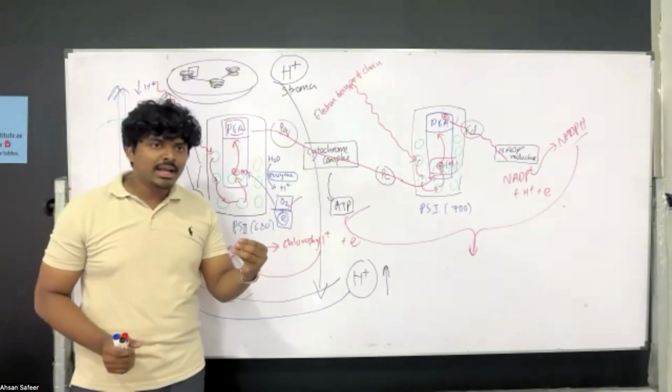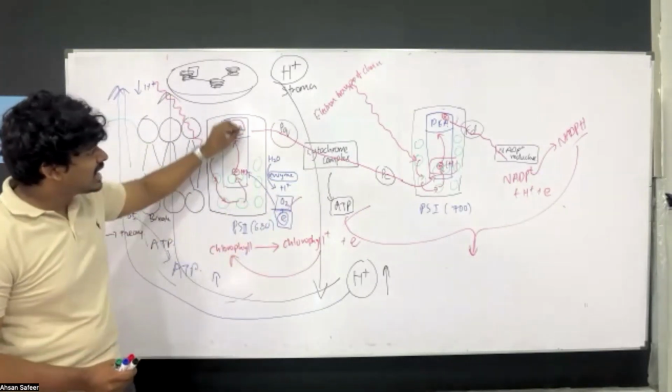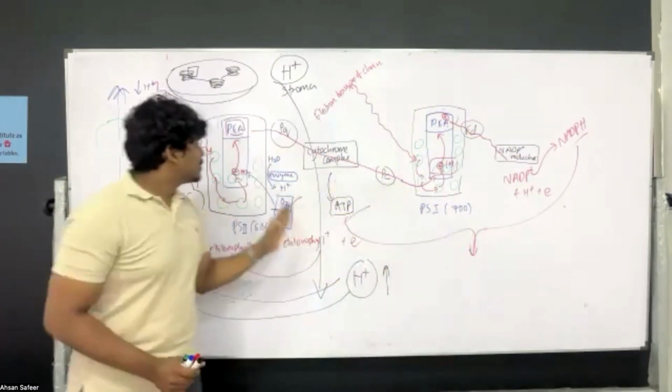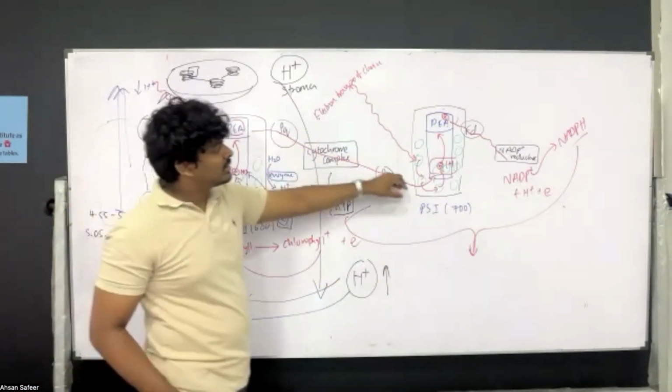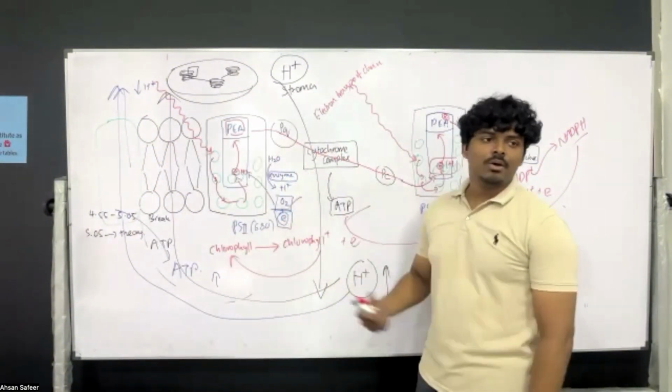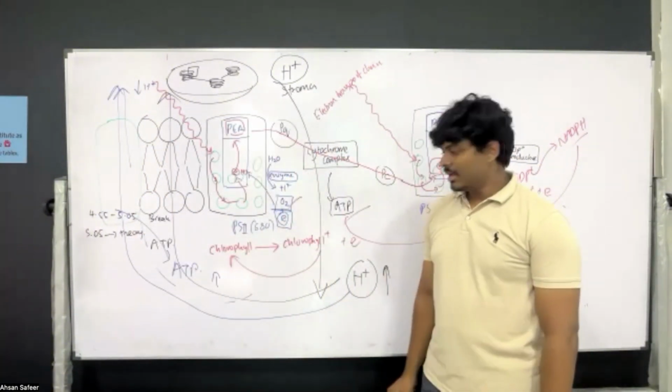Why do you call it a linear electron flow? See how the electron is moving in like a line. Right? So it's going through this electron transport chain, then up and again through an electron transport chain. So it's going in like a line. That's why you call it linear electron flow.